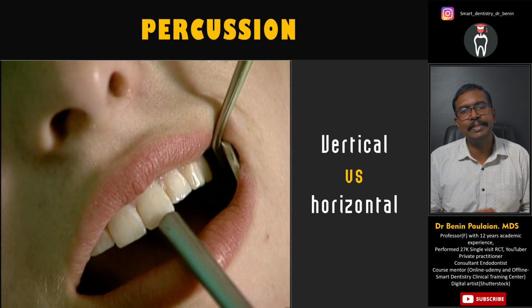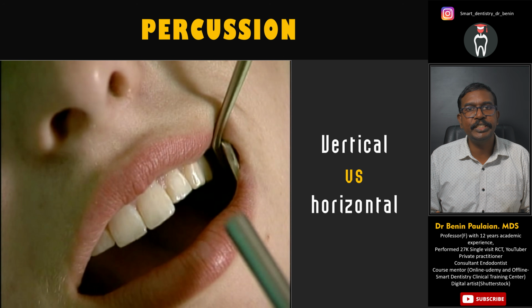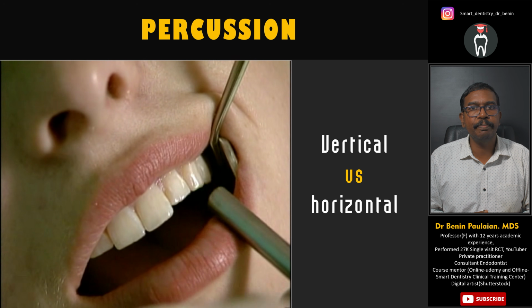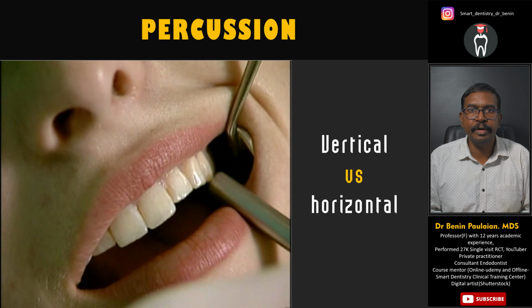Whenever you are percussing vertically and the patient has some pain on vertical percussion, it could be of endodontic origin.